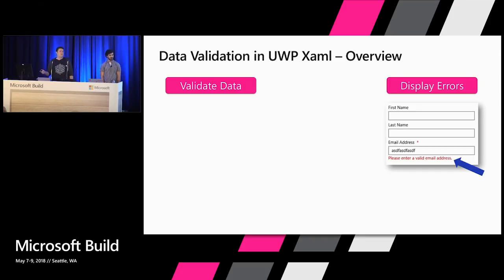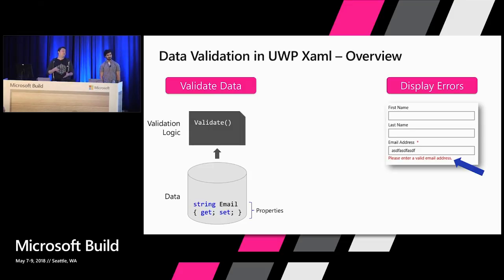In order to do data validation and display any errors, we actually have to validate the data, and that's typically done on properties in some class. It may be in your model, or in your view model, depending on which flavor you prefer, because there are lots of opinions on that topic. Regardless of where your properties are, once you have your data, you need actual validation logic in your application, and that is your own app logic.